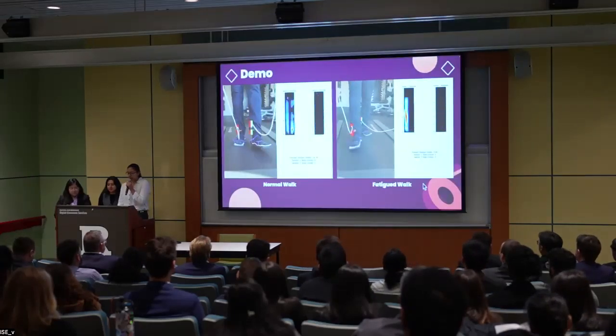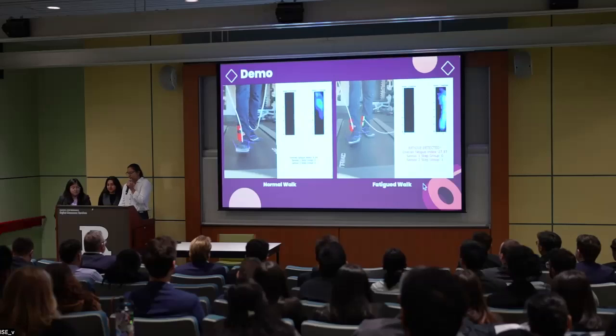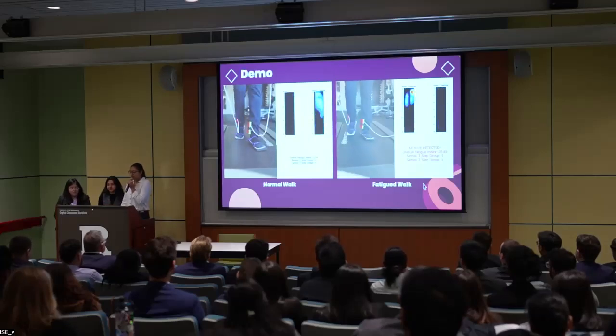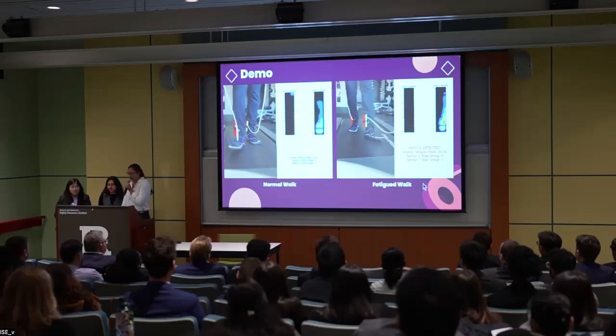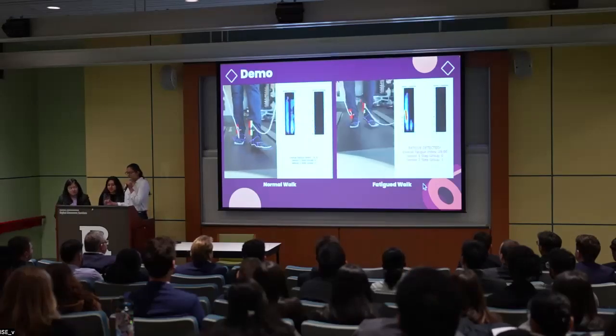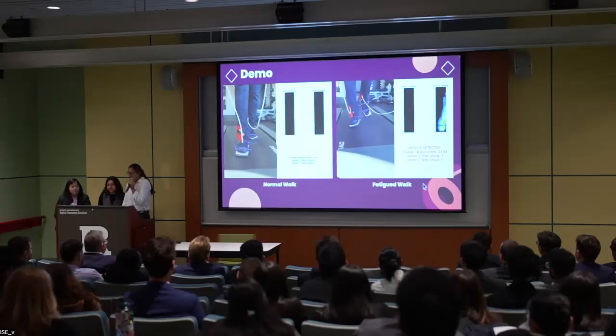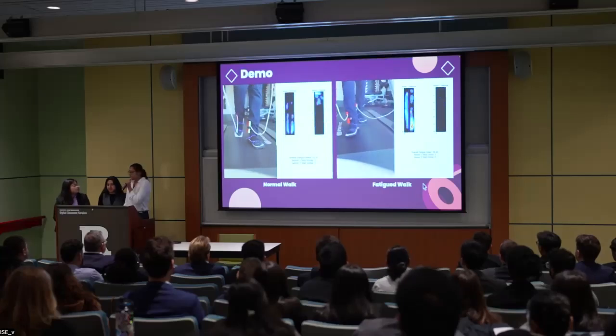So this is our demo. The normal walk shows the recommended heel-to-toe motion, and the fatigue walk shows the change in your feet posture due to the fatigue. And this would trigger our system into giving a warning when you exceed the safe threshold.